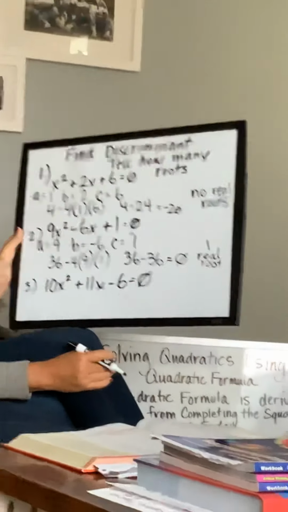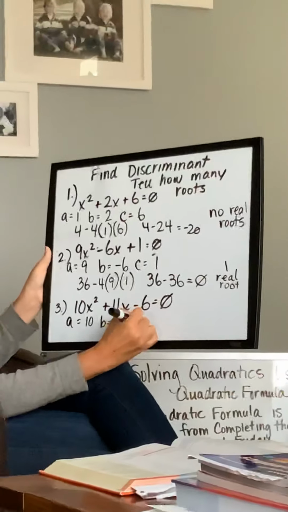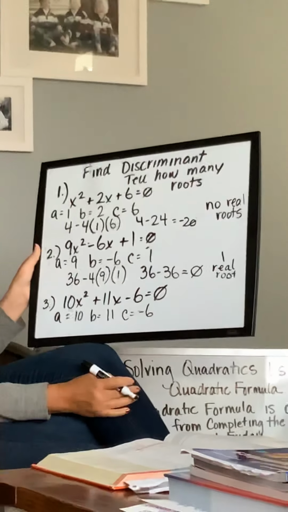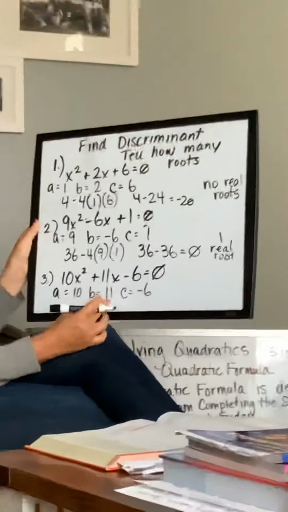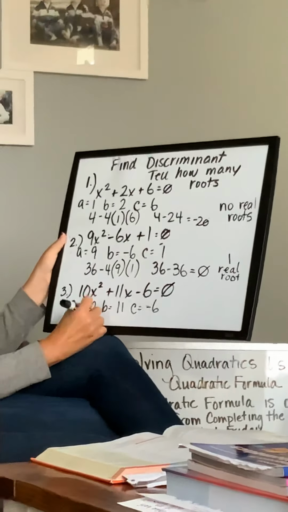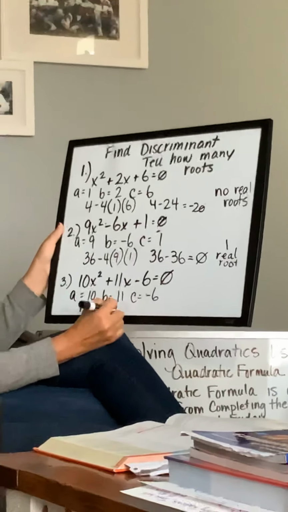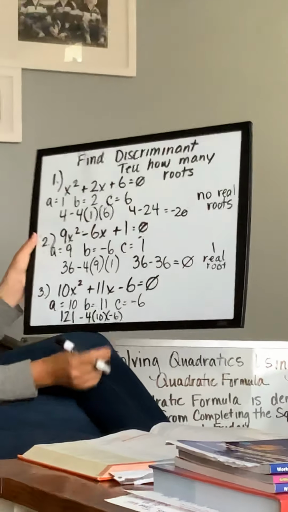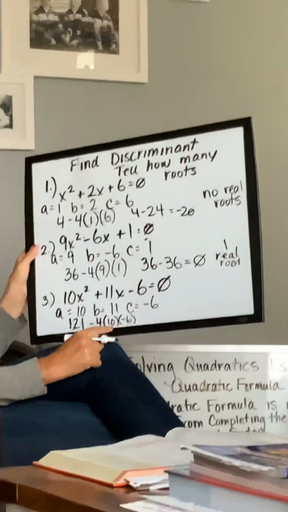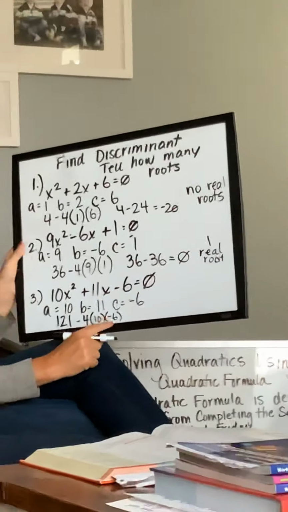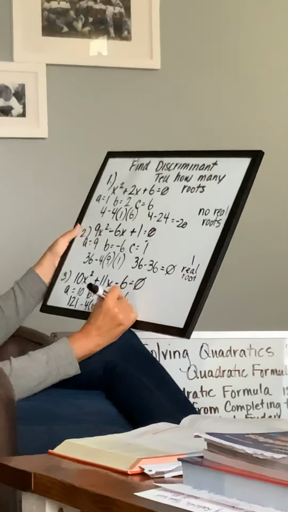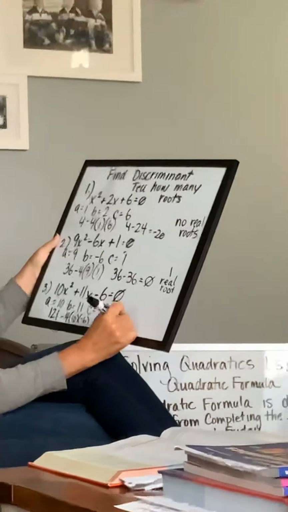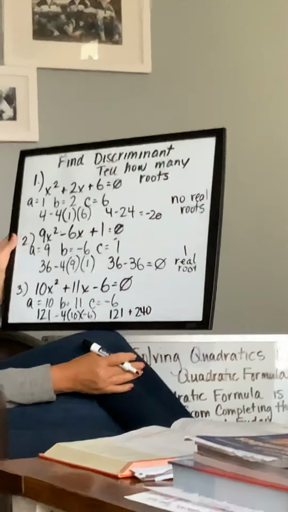All right, so we have 10x squared plus 11x minus 6 equals 0. All right, b squared minus 4ac, so let's do our values. A equals 10, b equals 11, c equals negative 6. Okay, so b squared, 11 squared is 121, minus 4 times 10 times negative 6. Negative 4 times 10 is negative 40. Negative 40 times negative 6 is 240. So we have 121 plus 240. What's 121 plus 240?